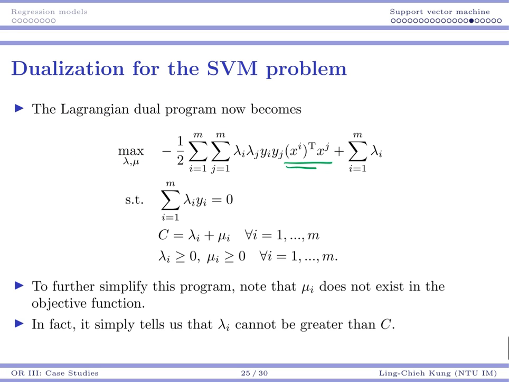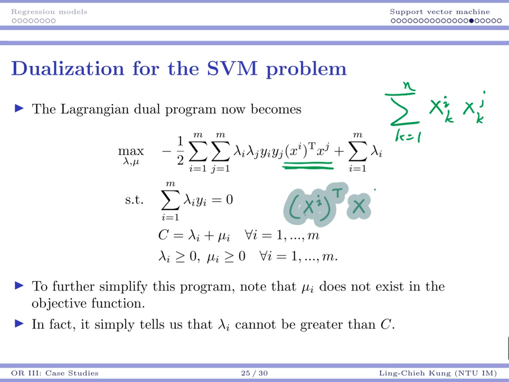Maybe some of you are not so familiar with this notation. Pretty much xi is a vector, so its transpose is a row vector, and xj is another column vector. So that's how they do an inner product. Or if you like, you may say it in this way: it's a summation over k from 1 to n, of xi_k times xj_k. That's also just equivalent. Okay, so pretty much now we have our dual program.